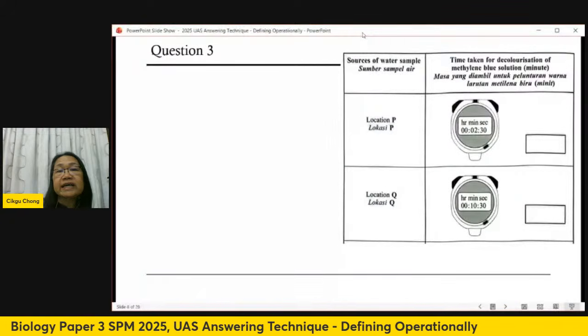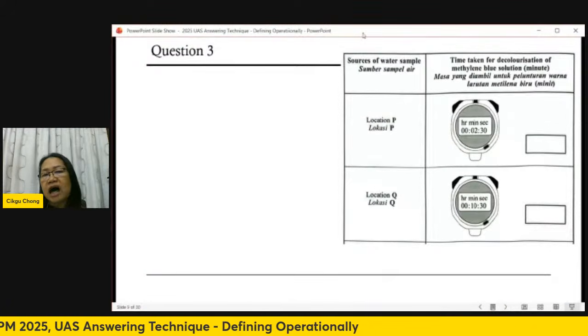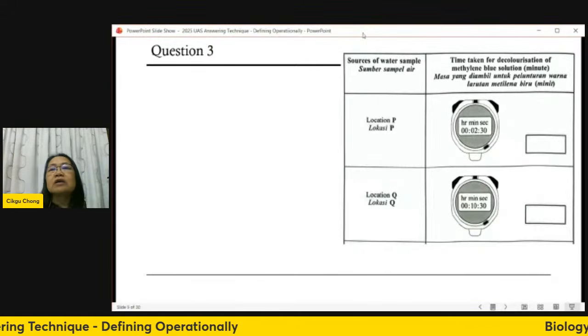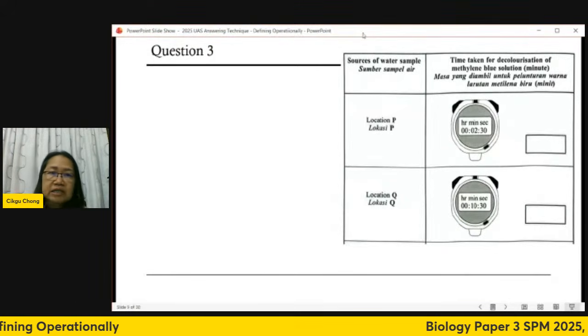Okay, let's say for location P, location Q, and then the others I didn't put, like R and S, I didn't put because it's too long. So you don't need that. I just want to explain this. It doesn't need all that.